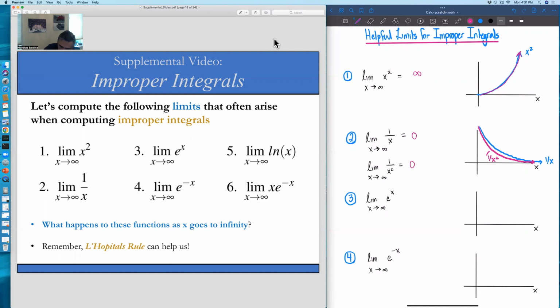All right, let's move on to the next one. The limit as x goes to infinity of e to the x. Now, e to the x is an exponential function that's always going to increase. In particular, when x equals 0, e to the x takes on a value of 1, and then we're going to see exponential growth from it. So as x goes to infinity, e to the x is also going to infinity.